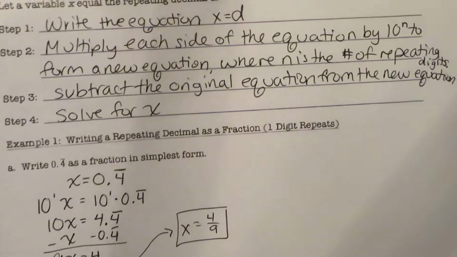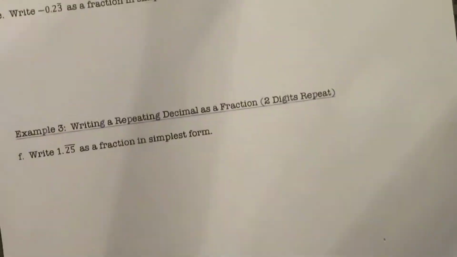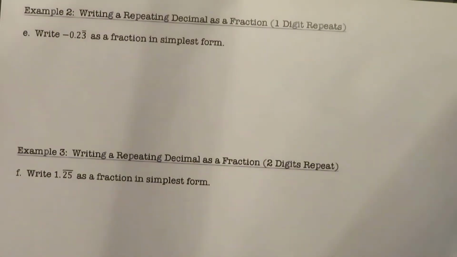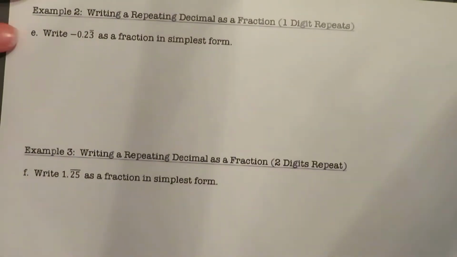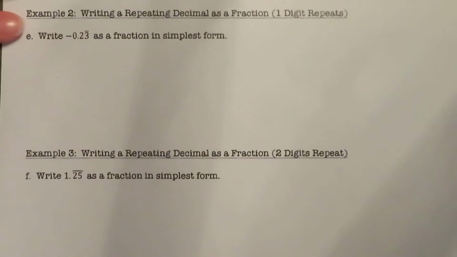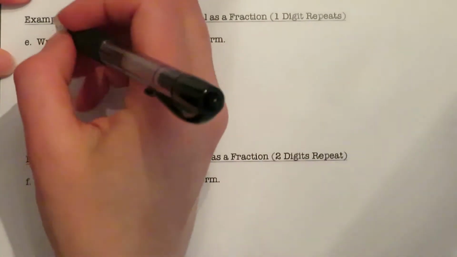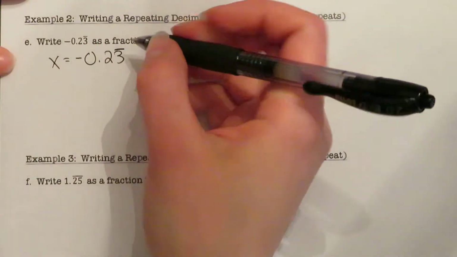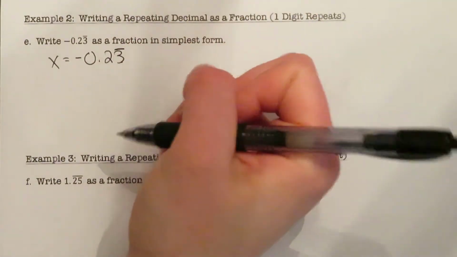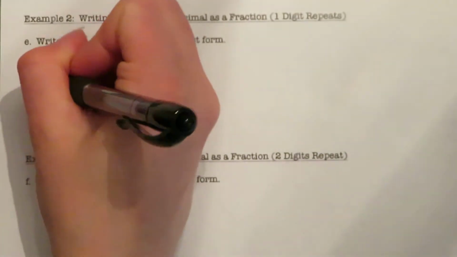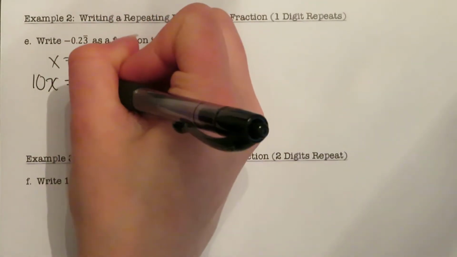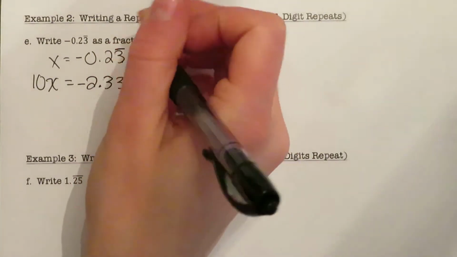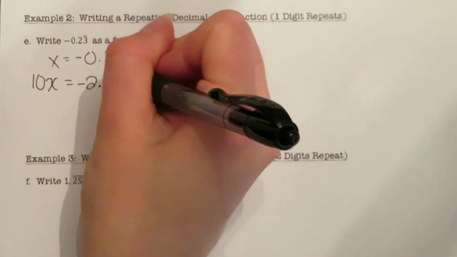Example 2, writing a repeating decimal as a fraction with 1 digit repeating. So we're going to write negative 0.23 with the 3 repeating as a fraction in simplest form. So x equals negative 0.23 with the 3 repeating. You only have 1 digit that repeats, so you're still only multiplying it by 10, which will give you negative 2.33 repeating.